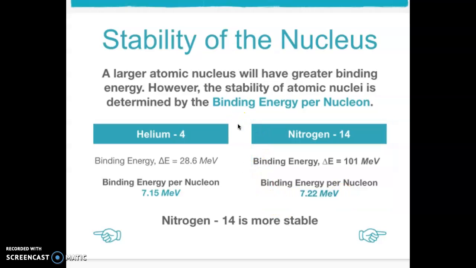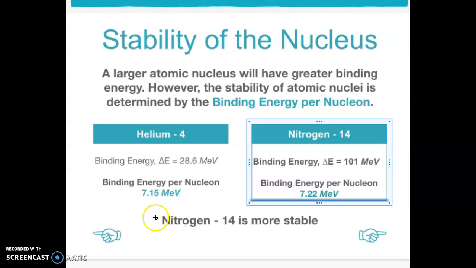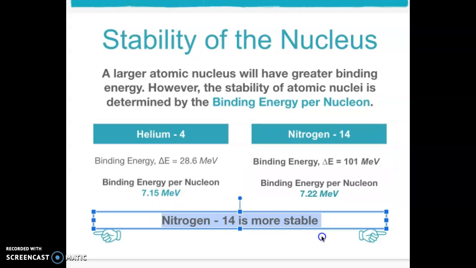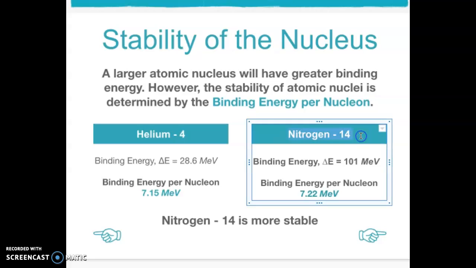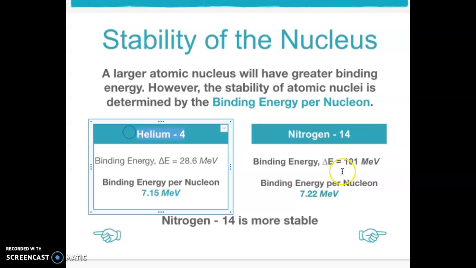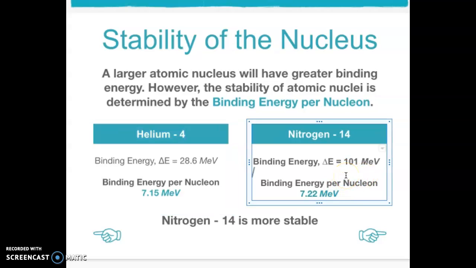Now, the rule is the more binding energy per nucleon, the more stable the nucleus. A really simple way of thinking about this is to build an analogy of binding energy being similar to glue. Nitrogen has more glue per nucleon than helium-4, and so therefore is more closely bound together, so it's more stable.